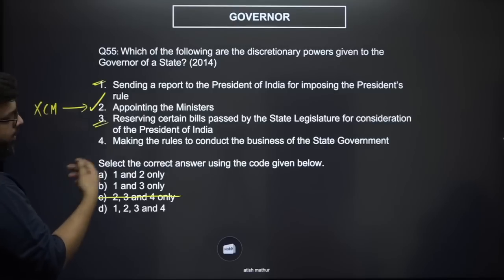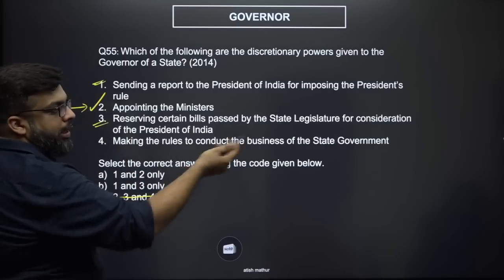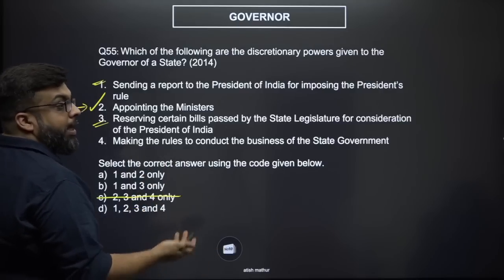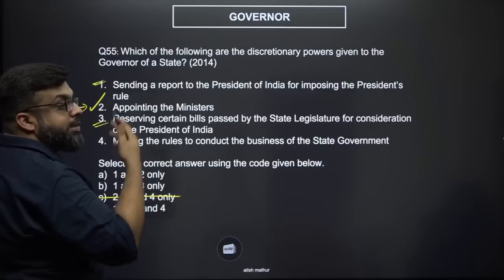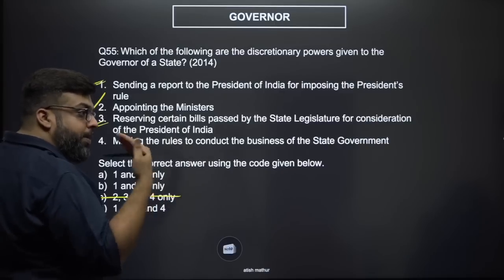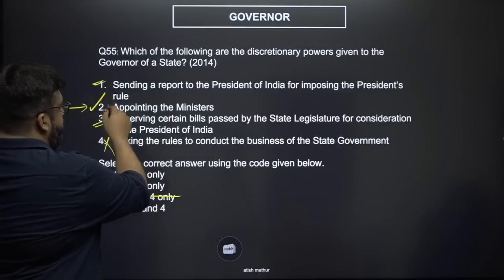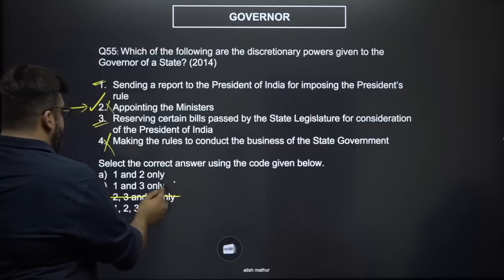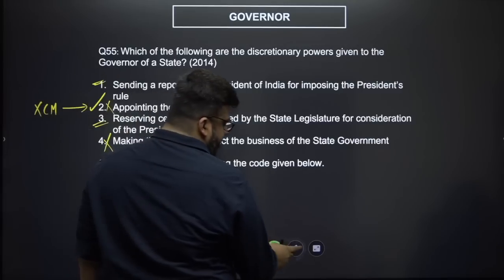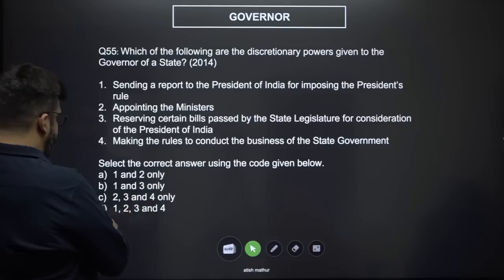Does the governor not have to listen to the ministers before making the rules to conduct the business of the state government? The governor cannot have any rule-making authority because the governor is an appointed office and not an elected one. So you cannot make rules. You're supposed to be bound by the elected offices. So 4 is wrong and therefore 2 is wrong. These are not discretionary powers. The answer is B, 1 and 3, right? Just bring it down to something very simple and you'll be able to answer.